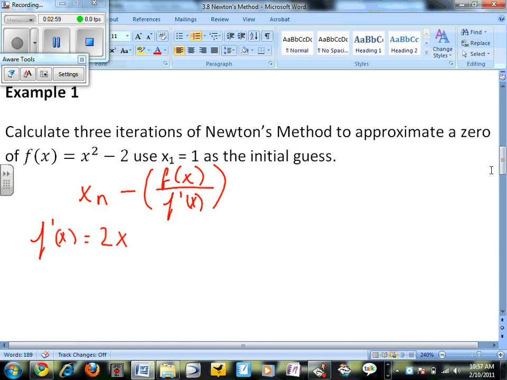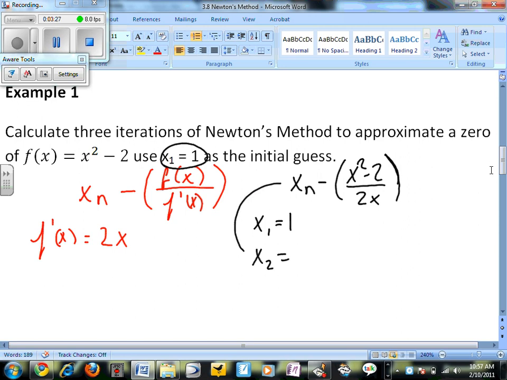So when I'm working out my iterations for these, it says use x equal to 1 as our first iteration. So I'm going to have x sub n minus x squared minus 2 all over 2x. And all I do is for my initial guess, for x1, I'm going to plug in 1. So to figure out what x2 is, I'm going to use 1 as my x sub n, because that's my initial guess.